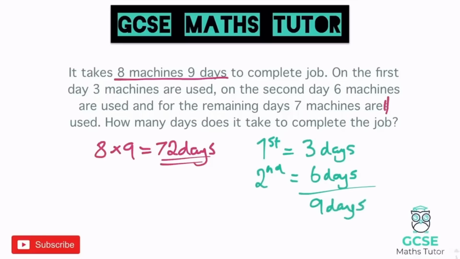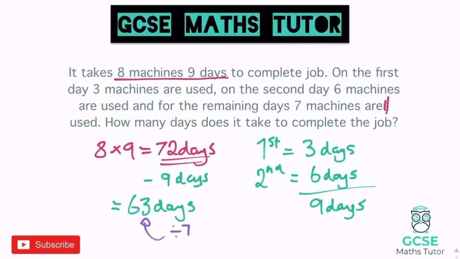So if we take away those 9 days, how many actual days do we have left there? And 72 take away 9 leaves us with 63 days of work that needs to be done. Okay, so we have 63 days that need to be done. Right, so it says for the remaining days, 7 machines are used, and we've still got 63 days of work to be done. Technically 63 days, but we are going to be using 7 machines, so it's going to be 7 times faster than if it was just one machine.